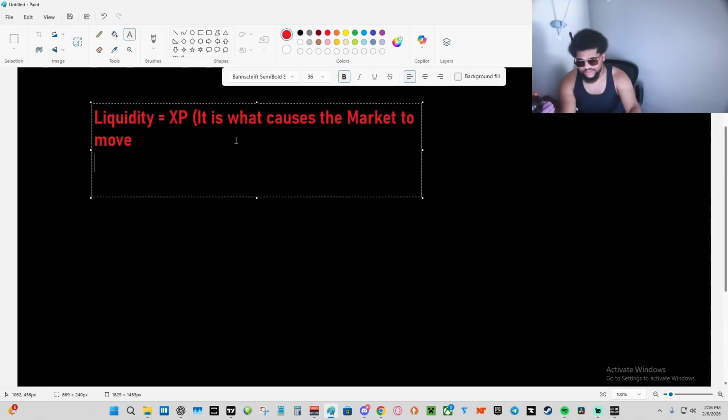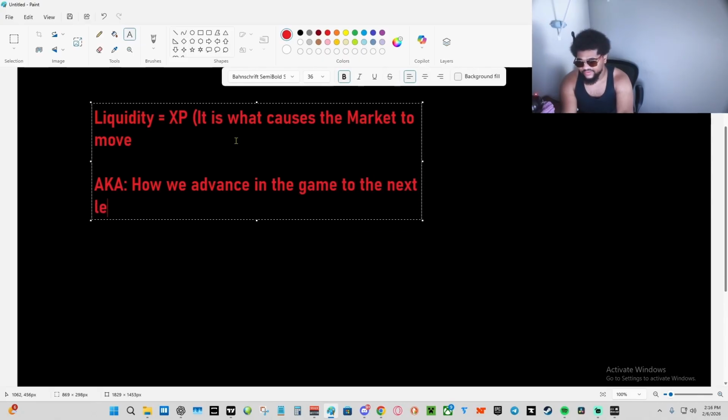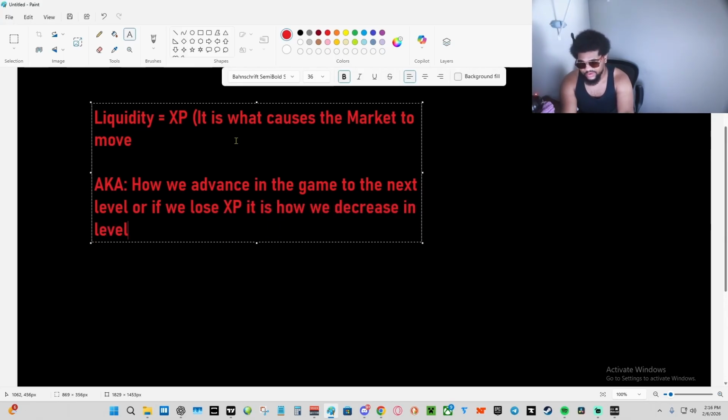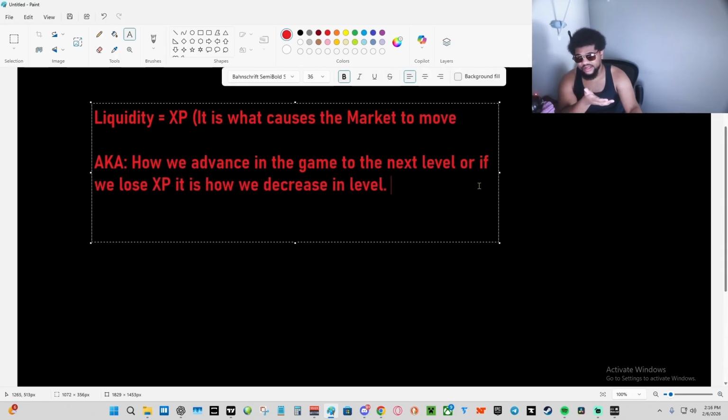In video game terms, it is how we advance in the game to the next level, or if we lose XP, it is how we decrease in level. Okay, that is what liquidity is. That is what XP is.